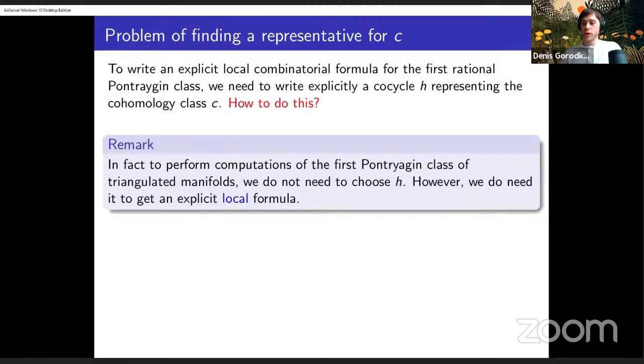So generally, when you do explicit computations, you do not need to explicitly choose h, but you do need it to get an explicit local formula, because whenever you want to explicitly write your function f, you need to choose an h, and then that gives you a local formula.